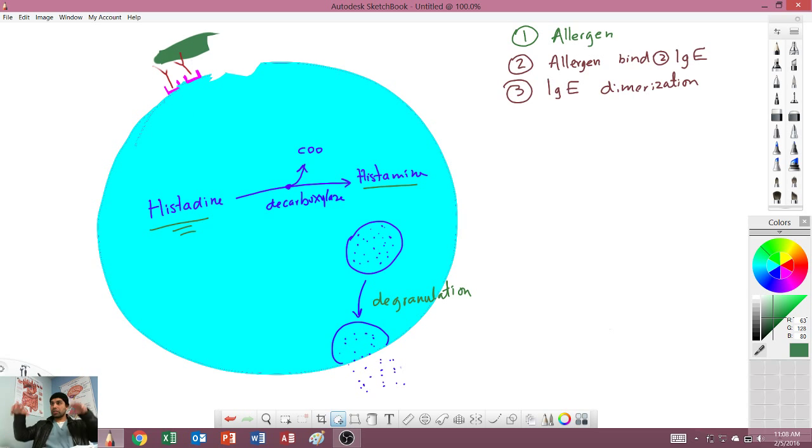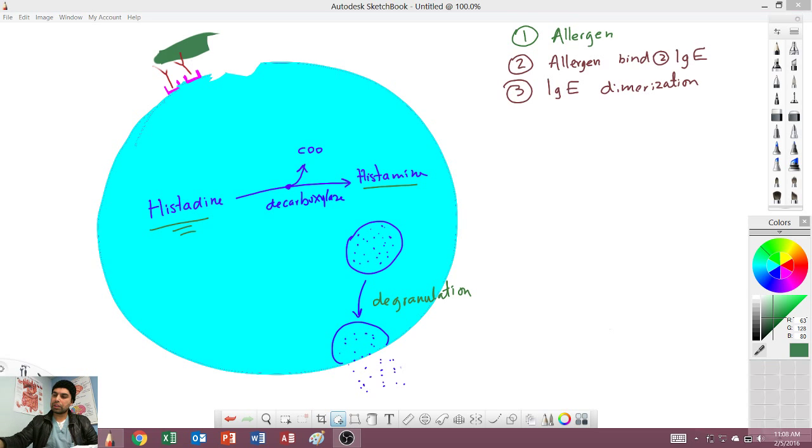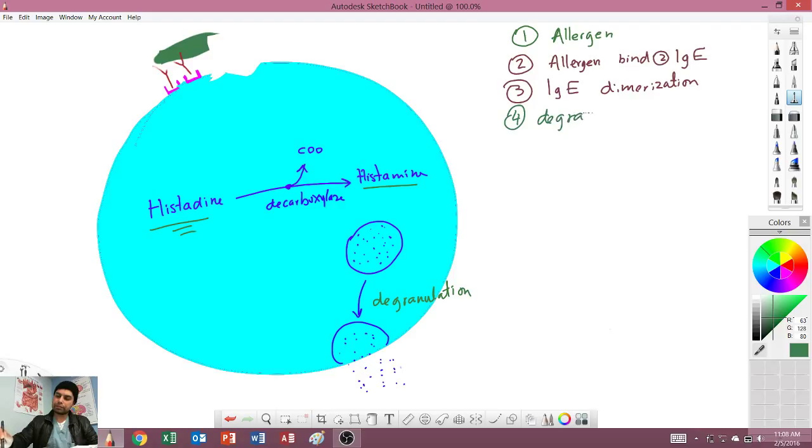But the IgE is already attached to the surface. Imagine this: if you have a balloon, you put two glue sticks on top, and then you pull them. What happens to the balloon? It stretches. If there are bubbles attached on the surface, they can open up. So this dimerization leads to degranulation. The fourth thing would be degranulation. And of course, degranulation causes release of what? Histamine. And you know the rest of the story, right?